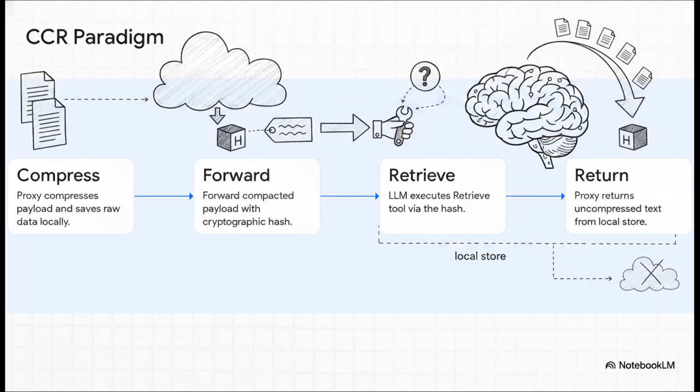Here's how it works in 4 simple steps. First, the proxy aggressively compresses the payload locally, but hashes and saves the exact uncompressed data. Step 2, it forwards that compacted payload to the LLM alongside the hash and instructions on what was omitted. Step 3, if the LLM's reasoning engine decides it actually needs those granular details, it simply executes the retrieve tool using that specific hash. And step 4, the proxy intercepts this call and instantly returns the full local raw text. It is just brilliant. It bridges token truncation with 100% data recoverability, completely avoiding a latency-heavy round trip to your original database.